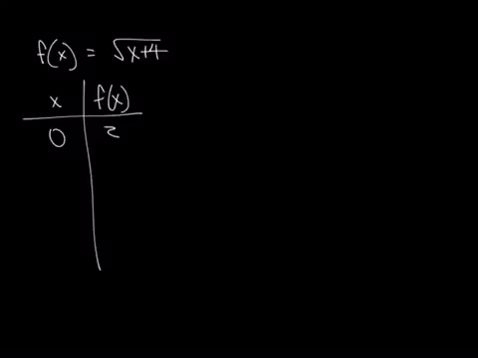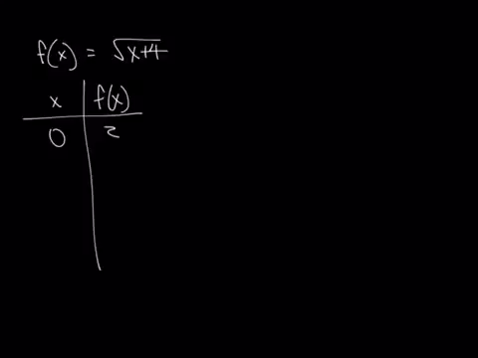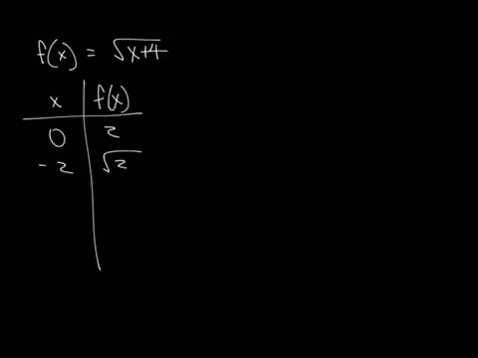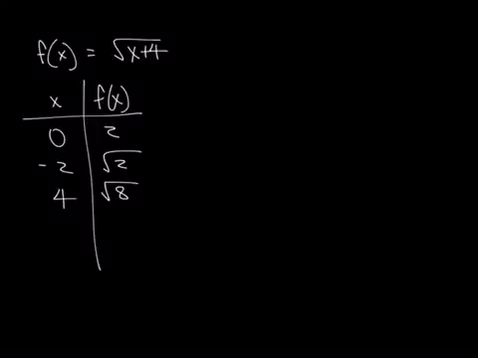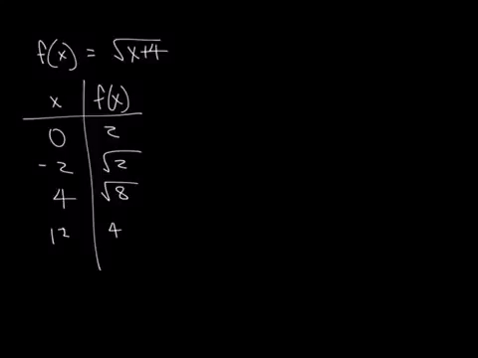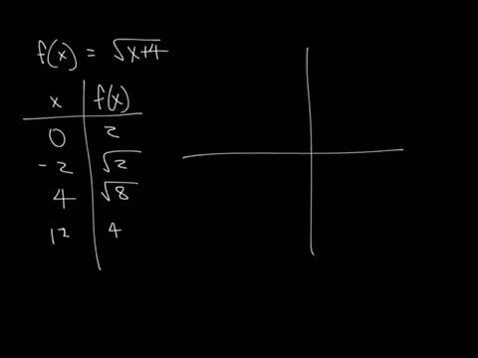Let's see, what else can we do? We put in a negative 2, and we get the square root of 2. We put in a 4, and we get square root of 8. I put in a 12, and I get the square root of 16, which is 4. So let's real quickly just give a simple graph here.